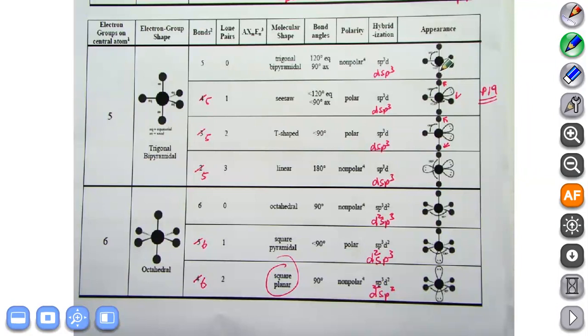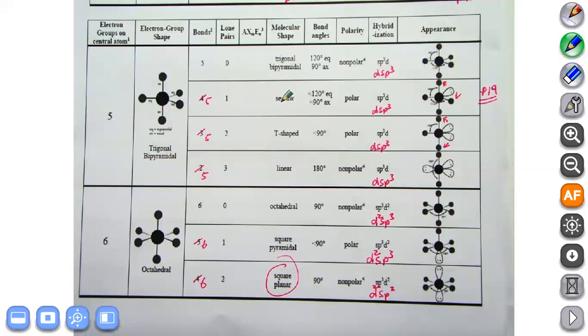So in terms of 3D, you can think of axial being perpendicular to the equatorial positions. And it's called trigonal bipyramidal because it's triangular based, 2 pyramids, 1 pyramid going up, 1 pyramid going down, and they're joined at the base. So it's triangular based, 2 pyramids joined at the base.